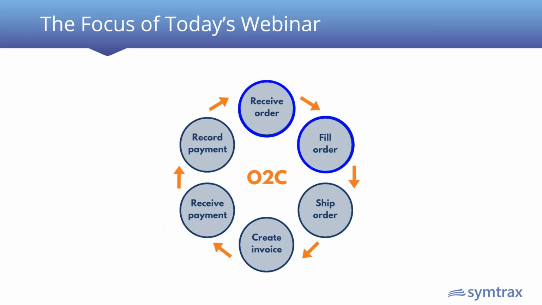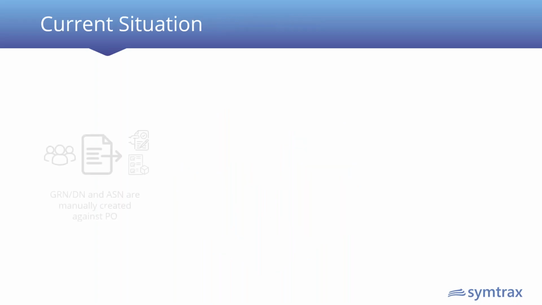We have already covered the first 2 portions, which are when you receive orders and fill orders. What happens next is that once you fill your order, you need to ship your order. So this is what I'll be focusing on today. We'll have 3 more portions, which are creating invoices, receiving payment, and recording payment. These will be covered in the next 2 webinars. Stay tuned for those webinars.